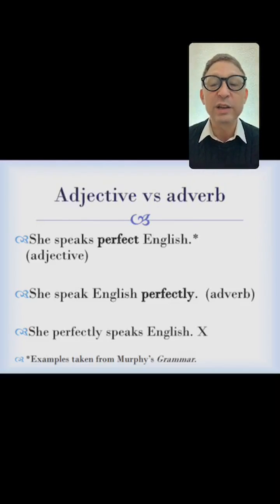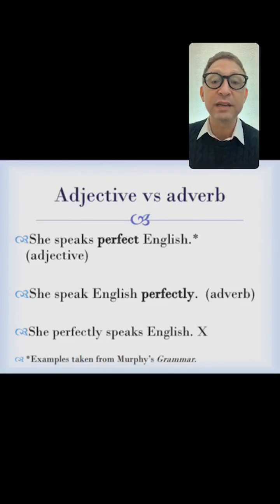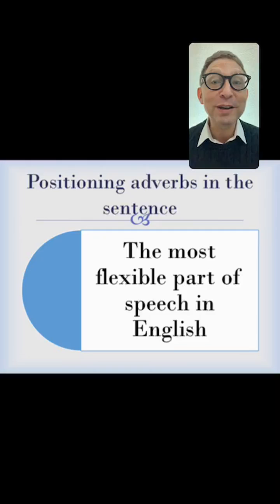What we don't say in English, we don't put the adjective or the adverb before the verb on many occasions. This is rare if you do this. She perfectly speaks English is not natural English. I'm going to talk more about placement in about 1 or 2 minutes. But do you see? We have the adjective in the first example before the noun English. We have the adverb, which goes after the noun English, describing speak. And then we have another option, she perfectly speaks, which is not natural English. That would be incorrect.